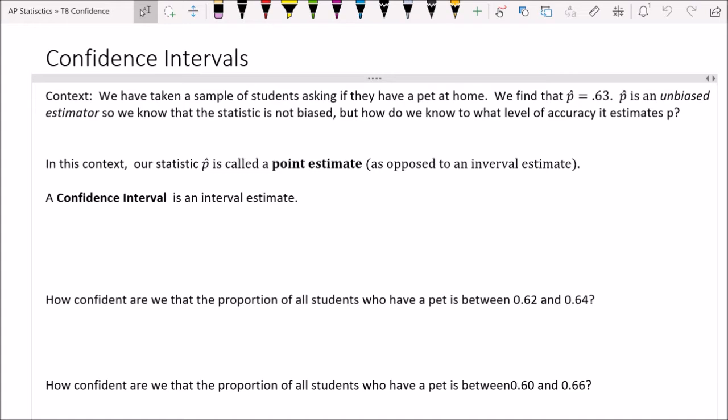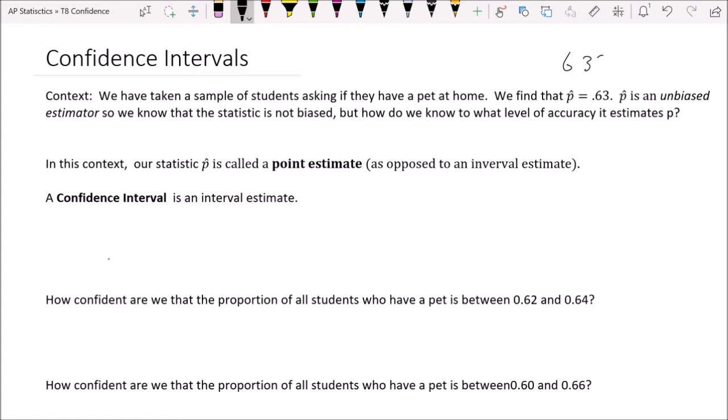Okay, here's our example. Let's say that we've taken a sample of students and we ask them if they have a pet at home. And we find that p hat is 0.63, so keep in mind that 63% of students have a pet at home. That's the sample proportion. And we know that p hat is an unbiased estimator, so the statistic isn't biased, but how do we know how accurate it is at estimating p? Remember, that's the purpose of doing sampling. We're trying to estimate what the proportion would be for all students. So in our sample, we got 63% had pets. What does that tell us about if we had asked all students? What kind of estimation can we make?